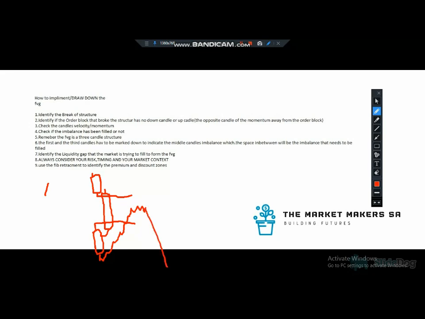So that's the difference, guys. That's the difference. Not every fair value gap is an imbalance fill. Some have pending orders that are there.